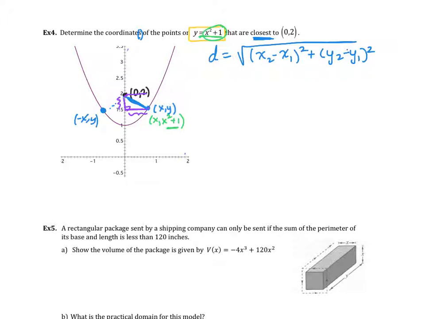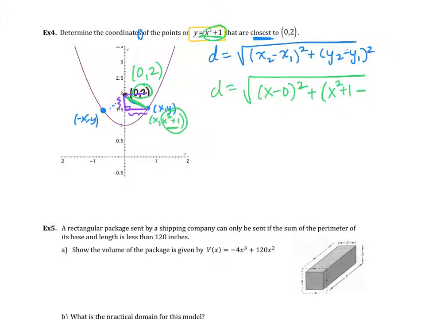So the distance of this blue segment right here, which I now drew green, is the horizontal distance, which is going to be x minus 0 squared, because remember, we're trying to go to the point (0, 2). Plus our y value over here to the right is going to be x squared plus 1 minus our y value over at (0, 2), which is 2. So we're going to square that.